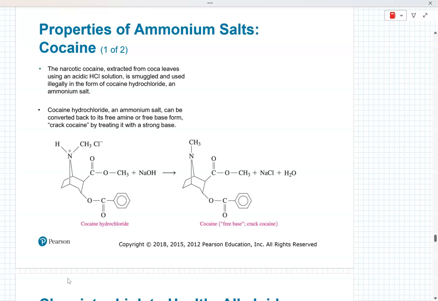So another example of the ammonium salt is cocaine. Okay, so here you can see on the left cocaine hydrochloride. Okay, that makes sense? Now this is the salt.